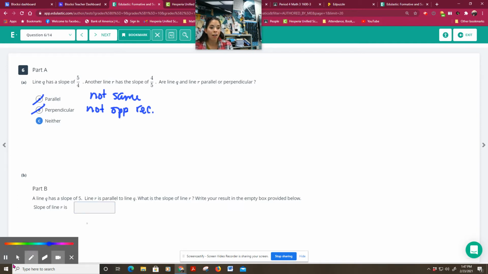Line R is, Lucas, turn it down, is parallel to line Q.